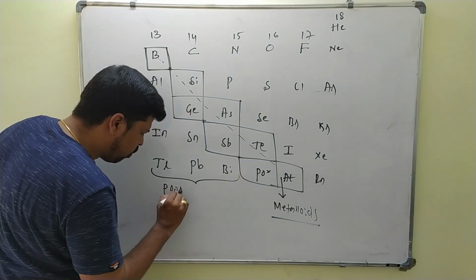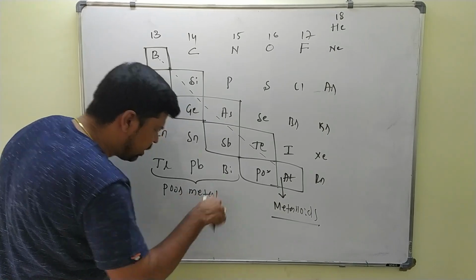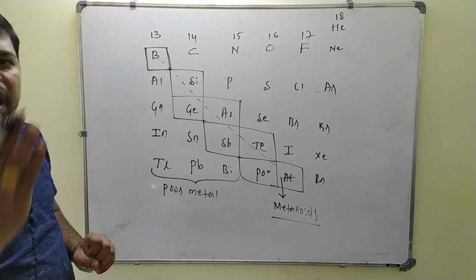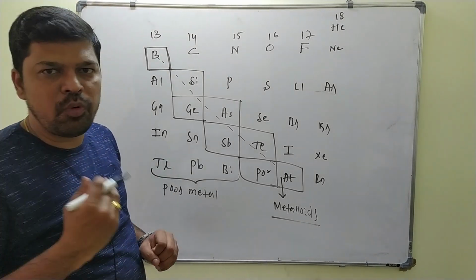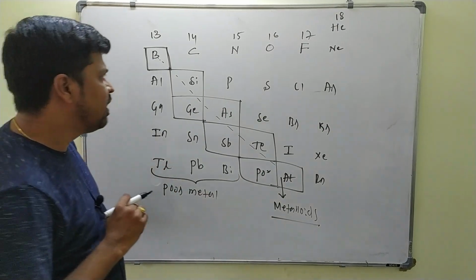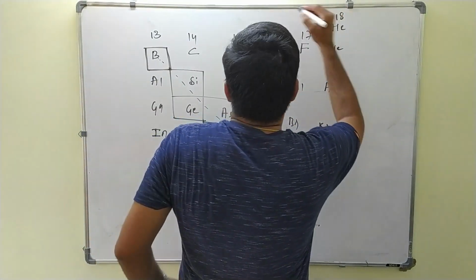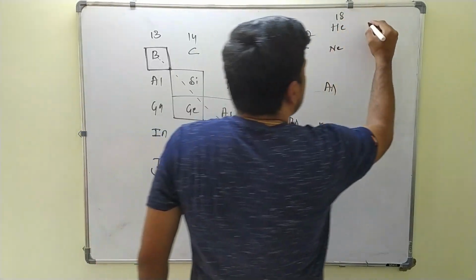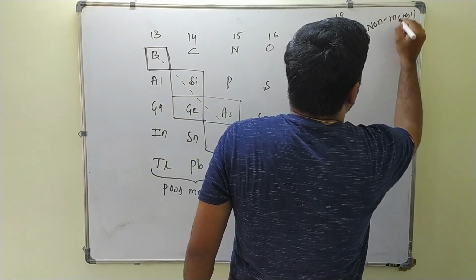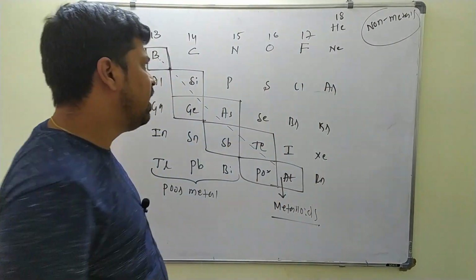Usually these are poor metals, these are less reactive metals. Of course these are metals, but these are less reactive. Highly reactive metals are present in group 1 and group 2 of the s-block here. That's why these are poor metals here. Next, all the elements which are present above this line, all these elements I will call non-metals, which are present above this diagonal.